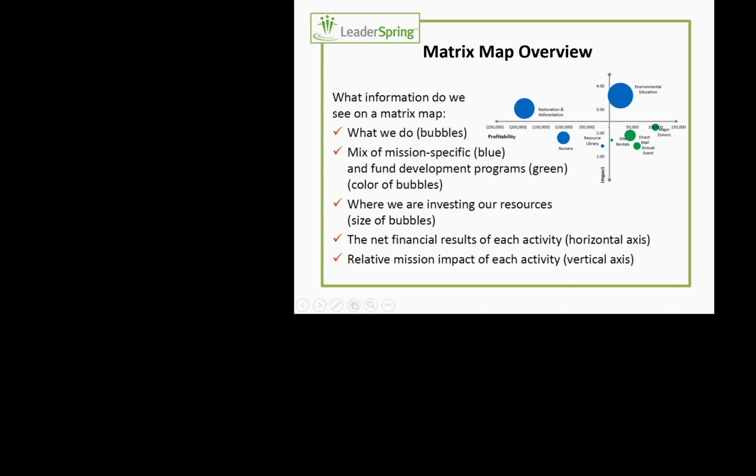So this environmental education, though, is something that gives them high mission impact and has some degree of profitability, but at least breaks even. But at some point, they may need to decide, hey, this nursery does really not much for our programming, and it doesn't really help us out financially. So this might be something that we actually cease. So that's a way to understand this matrix map.